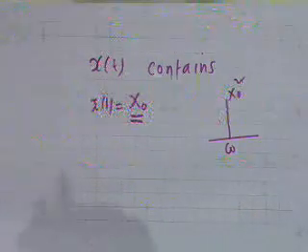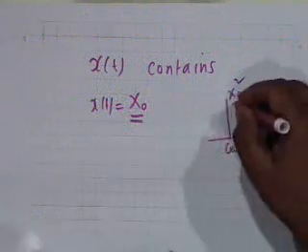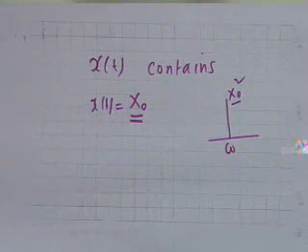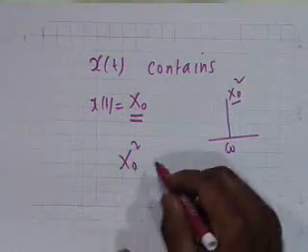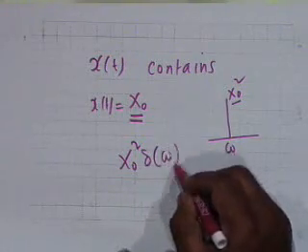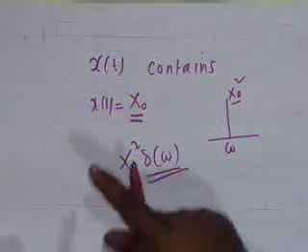The energy is x0 squared. That's right. And therefore, if there is a DC component, the corresponding spectral density must contain a delta omega component. Only at omega equal to 0, it shoots up. At all other values of omega, it dies. The same comment applies if you have a periodic component in the random time function.